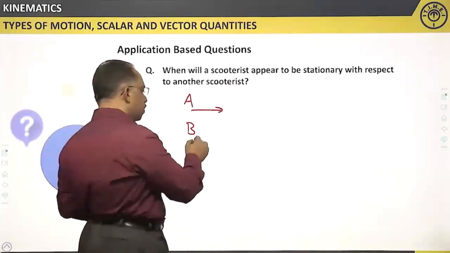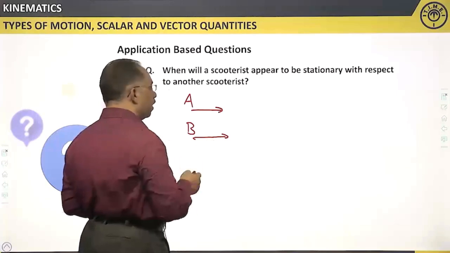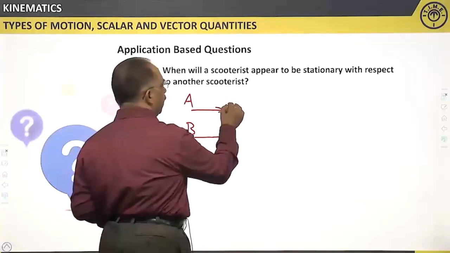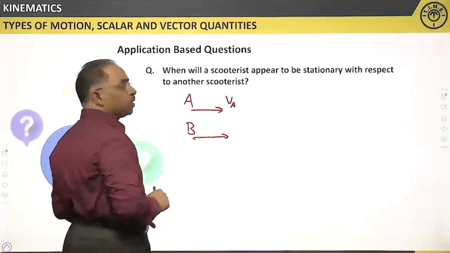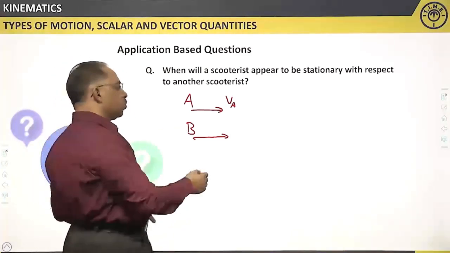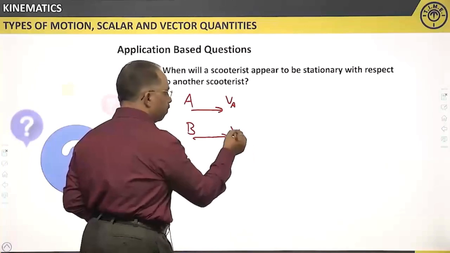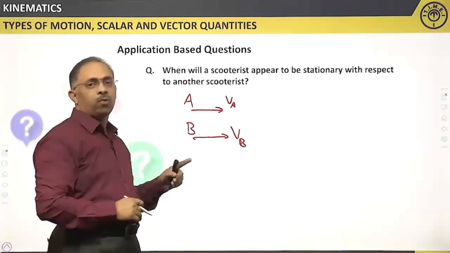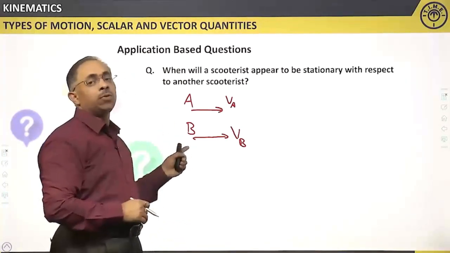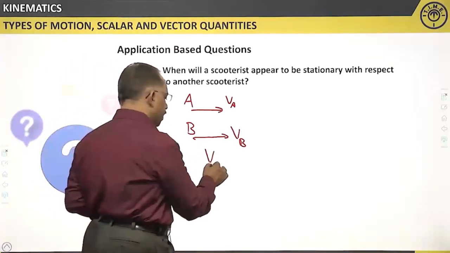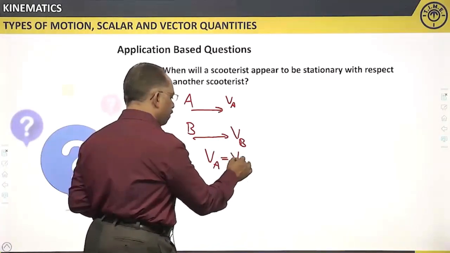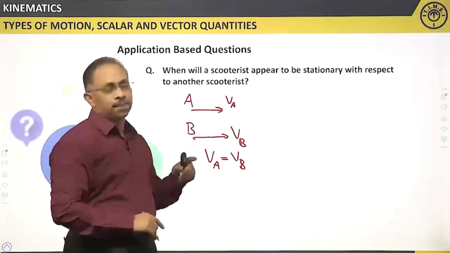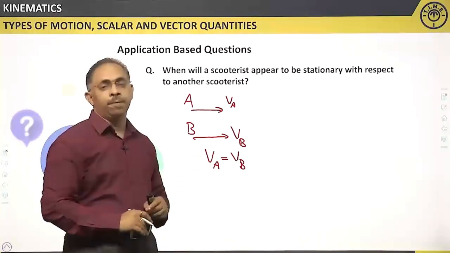Obviously, B also should move in the same direction and with the same speed. If scooter A is traveling with speed VA, and the speed of scooter B is VB, then the condition required for scooter A to be at rest compared to scooter B is that VA is equal to VB. When both are traveling in the same direction, then only it is possible that VA is equal to VB.